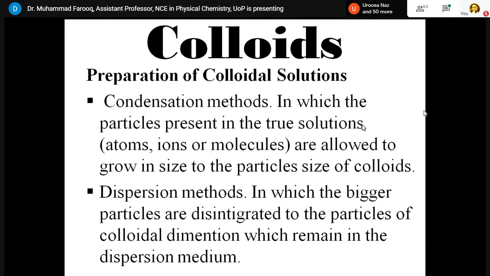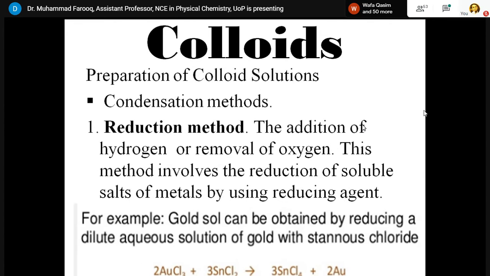Yes, sir. Okay. Now, this is the preparation of colloid methods. The first is the condensation method. How many condensation methods do we have? The first one is reduction. Generally we call reduction the addition of hydrogen or removal of oxygen, or gaining of electrons. This is the simple definition: addition of hydrogen, removal of oxygen, or gaining of electrons is called reduction.